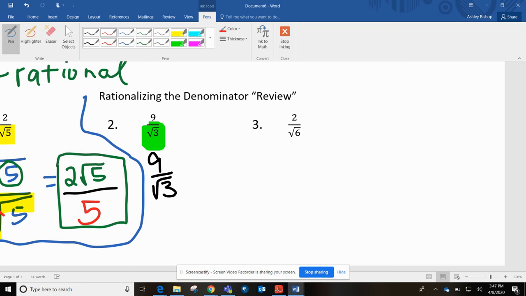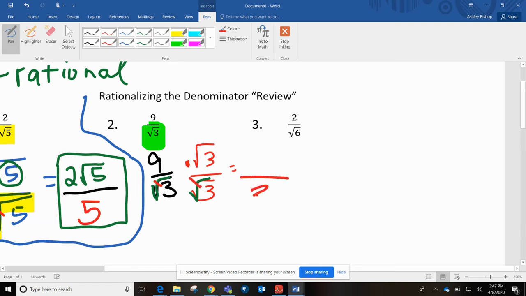So we need to multiply both sides of the equation by the issue. And the issue is the square root of 3. So we're going to multiply both the numerator and the denominator by the square root of 3. And then remember, when you multiply 2 square roots that are exactly the same, those square roots cancel each other out, and I am just left with the number underneath the radical. So I'm just left with the 3.